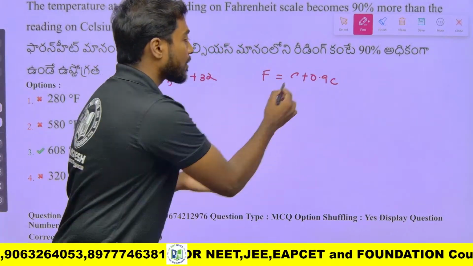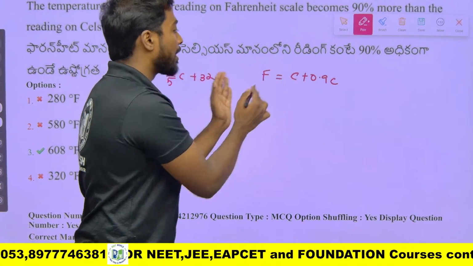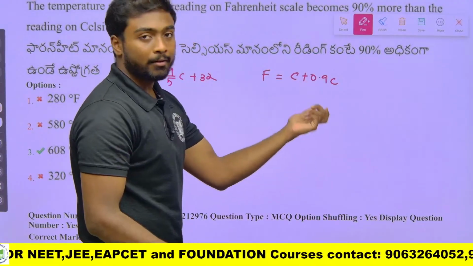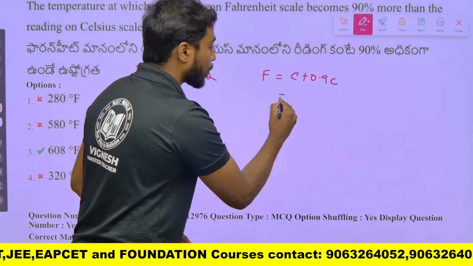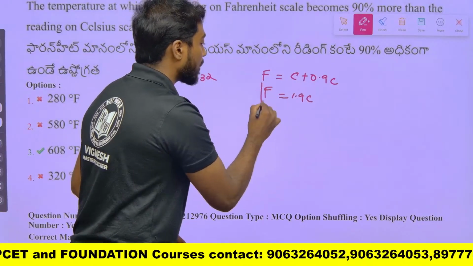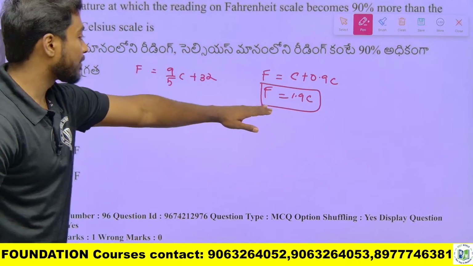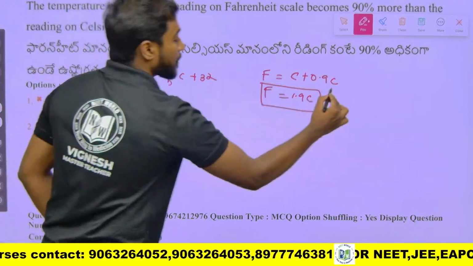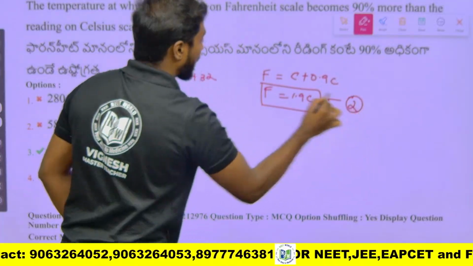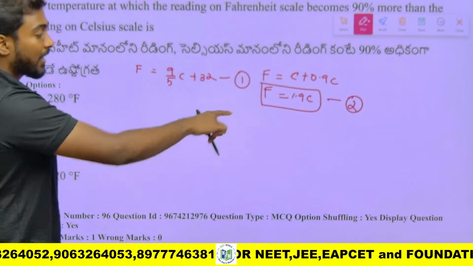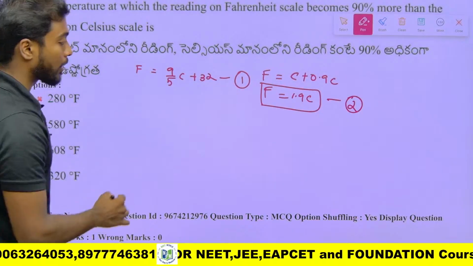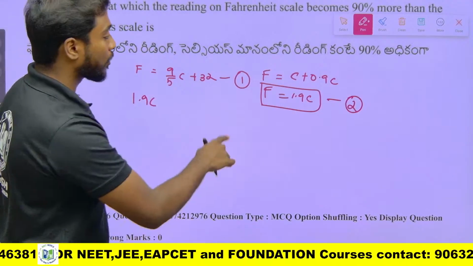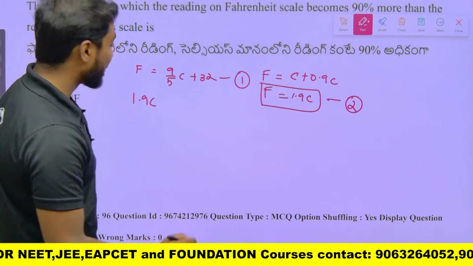Initially I'll consider the value as 1, that is 100%. Now 90% more, so 90 by 100, it is nothing but 0.9. So the total will be 1.9 C. This is the equation we know. Let me take this as equation number 2 and the other as equation number 1. If I take equation number 2 and substitute in equation number 1, I'll get 1.9C, it's not 19C, it's 1.9C.